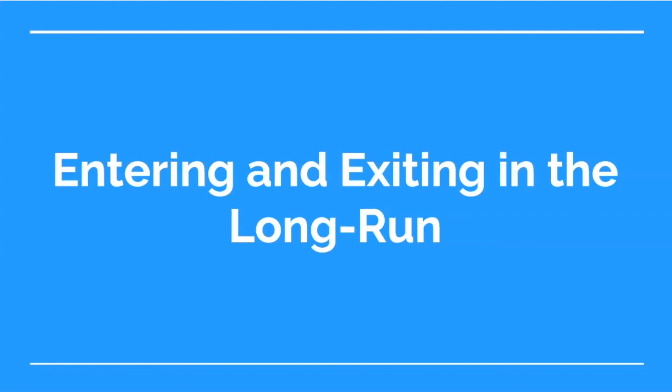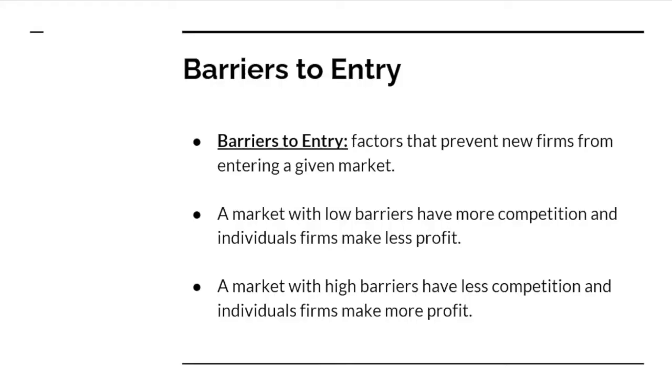And so the last thing I want to go over with you guys is entering and exiting in the long run. Basically, it's this idea of barriers to entry. Barriers to entry are just factors that prevent new firms from entering into a given market. So if we're looking at a monopoly, barriers to entry in a monopoly market are very high because one firm controls a vast portion of the industry. And so markets with low barriers have more competition and individual firms make less profit, which makes sense. If there are very low barriers to entry, anyone can join and sell stuff, which means each individual firm is going to be making less profit.